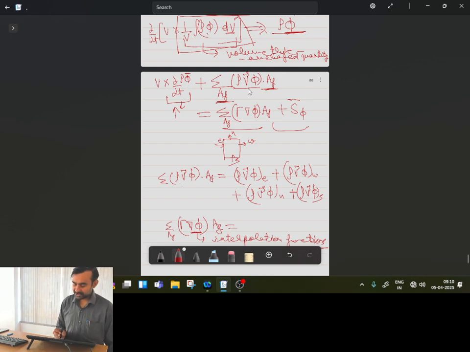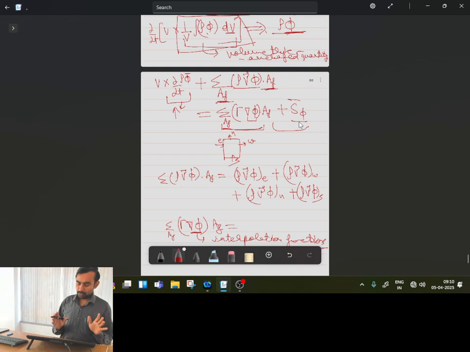Then we have the convection term, which can typically be accounted for by considering the summation of flow of the property at all the boundaries of the control volume. Then we have one diffusive term. Again, this can be estimated by obtaining the gradient of phi at all the boundaries of the control volume, and then we have the source term.